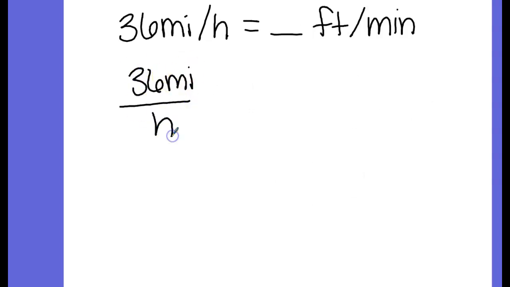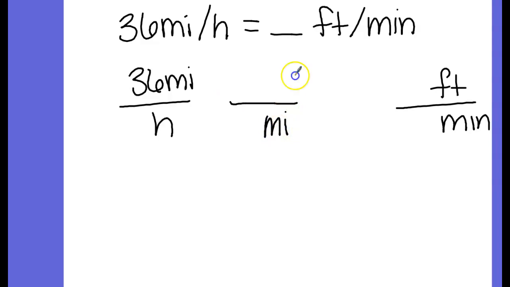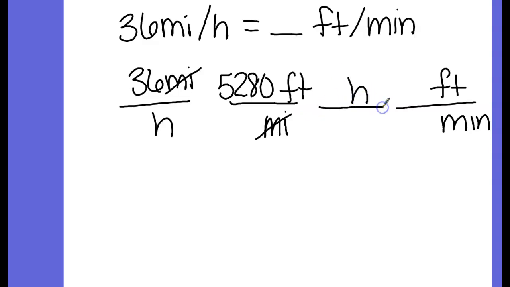Miles per hour. I want to end up with feet per minute. What label am I trying to get rid of? Both of them. So let's just start with miles. Do I want to put it on top or on bottom? Bottom. And what label do I want on top? Feet. How many feet are in a mile? 5,280. So that gets rid of my mile label. Hours. Do I want to put it on top or on bottom? Top. What label do I want on bottom? Minutes. So then I can get rid of my hour label.